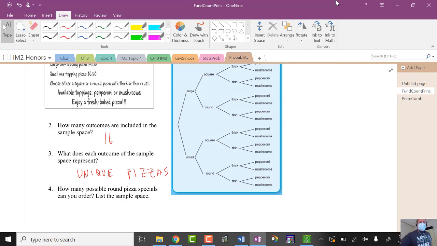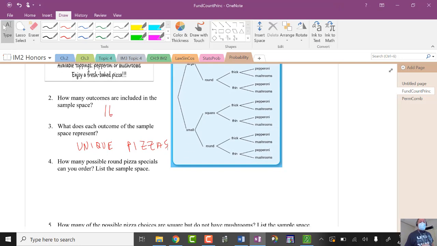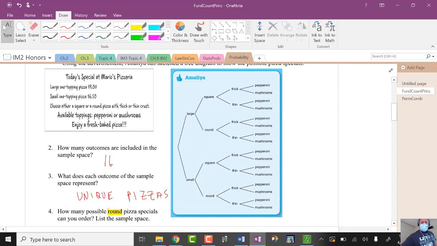Okay, so how many possible round pizzas? Okay, you got to really pay attention to that. How many possible round pizza specials can you order? And then list the sample space. So here's what we got to do. We're going to keep the sample space in order the way they have it up there. You can either order large or small, square or round, but in this case, they only want to know how many possible round ones there are. So really what we're going to do is list these sample spaces.